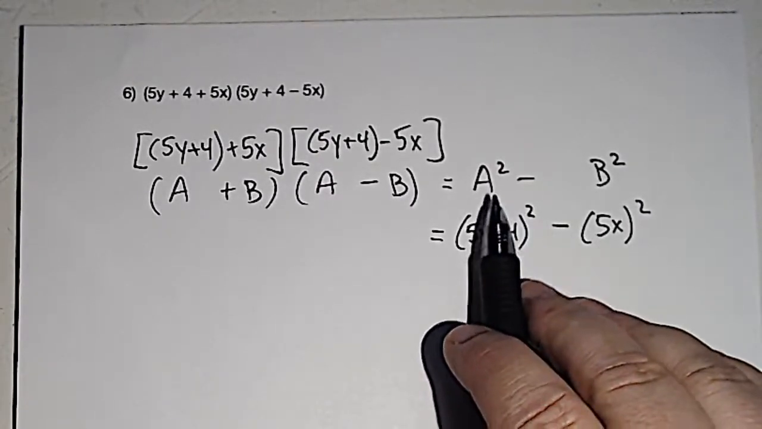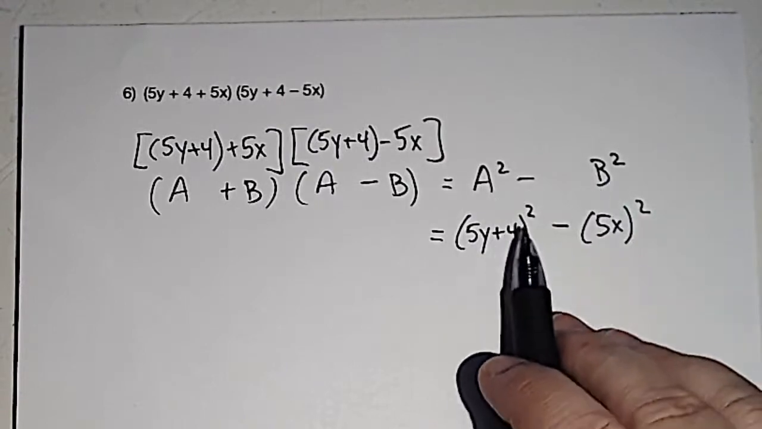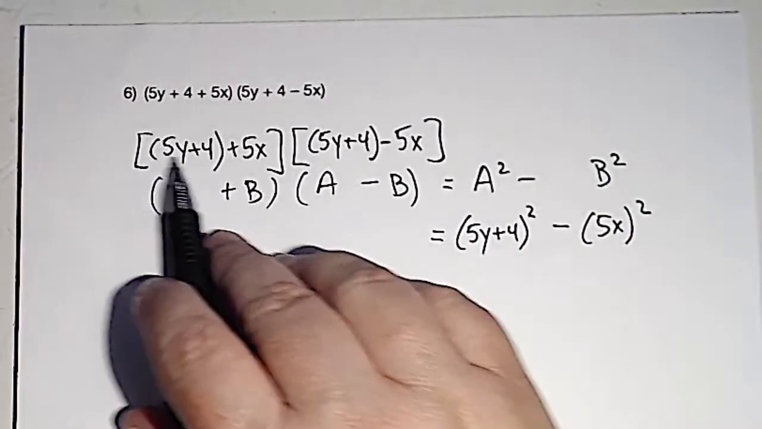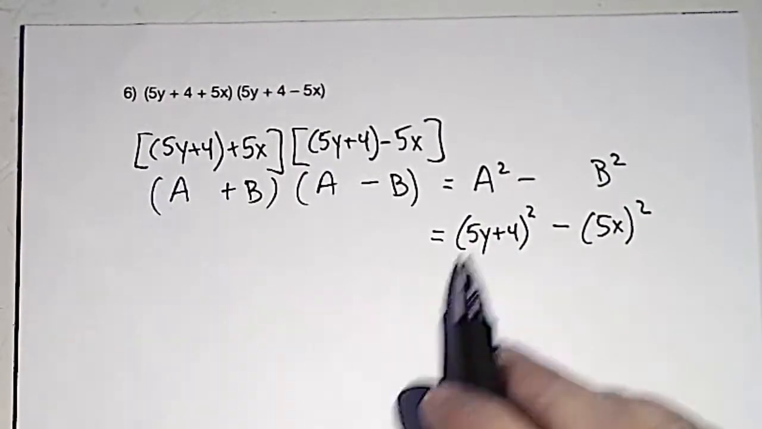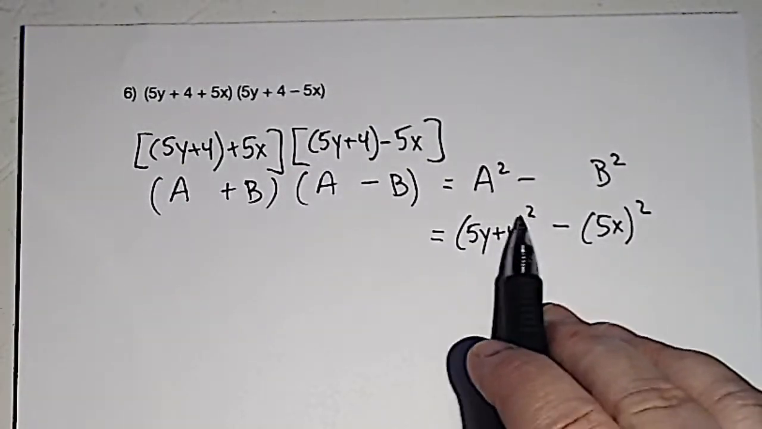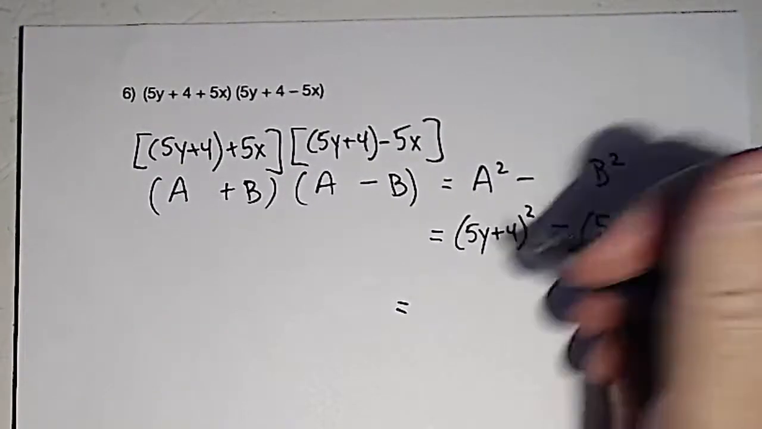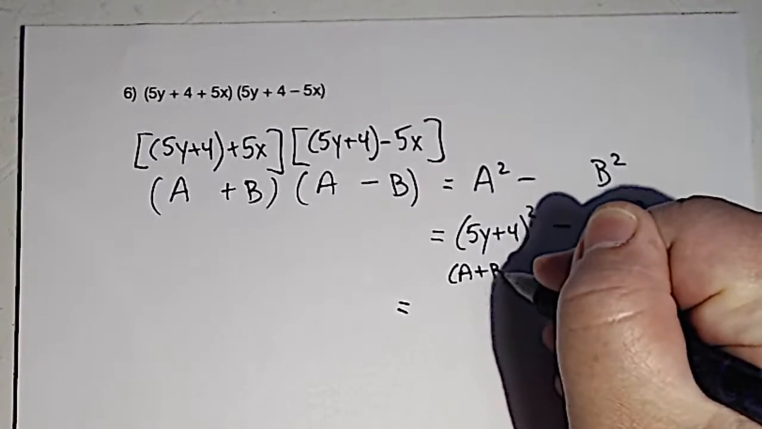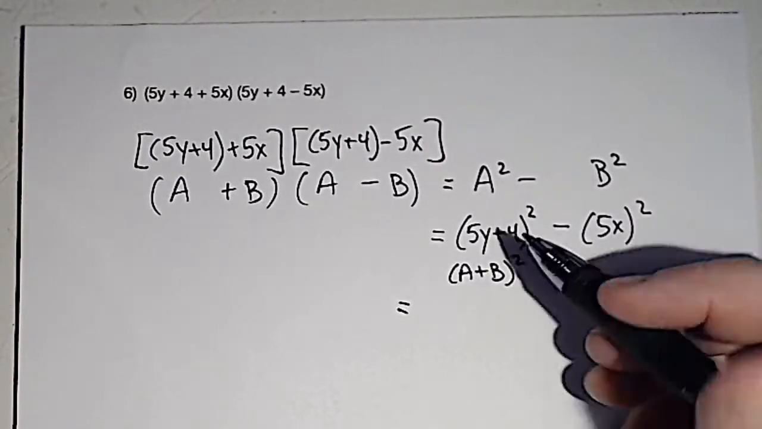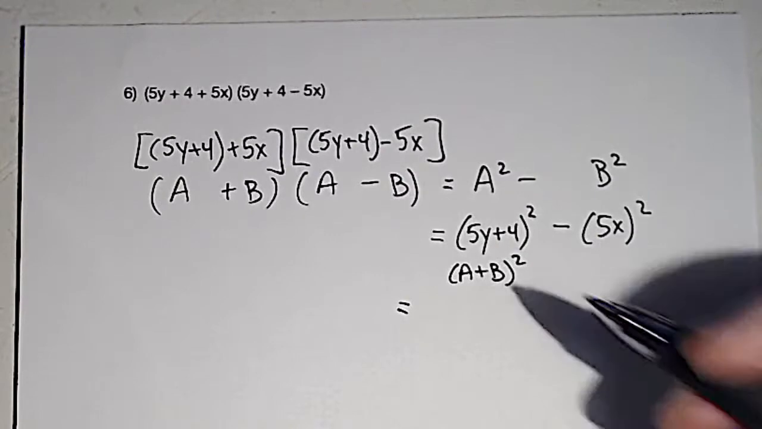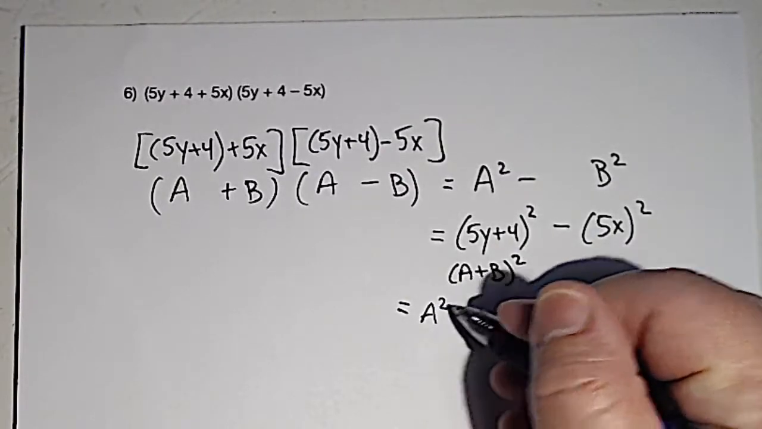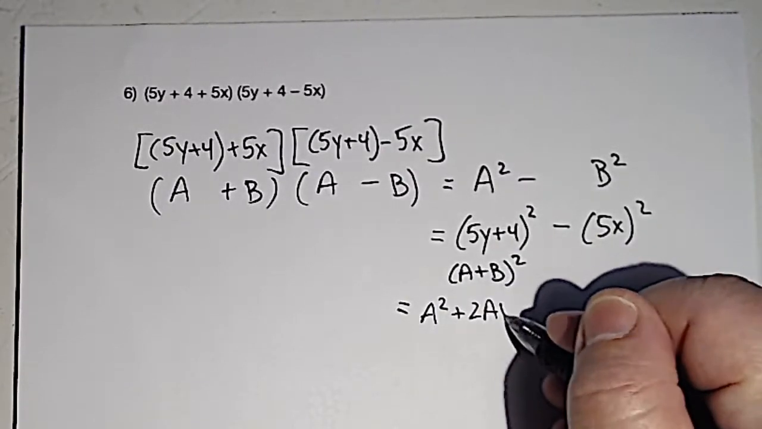Now, what is the benefit? I've done the a squared minus b squared, but notice because 5y plus 4 is a binomial to itself, now we have to use the perfect square formula, the a plus b squared. Just this part is the a plus b squared, and I happen to have it memorized: a squared plus 2ab plus b squared.